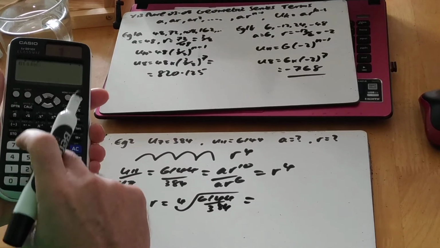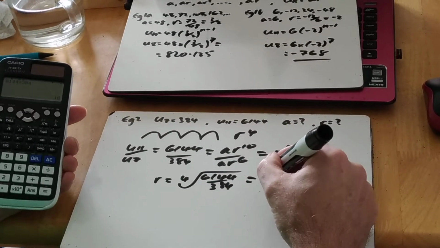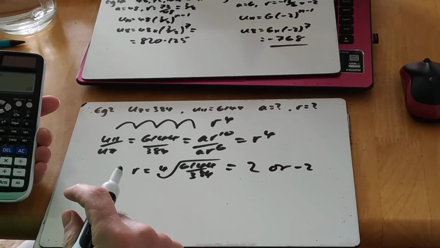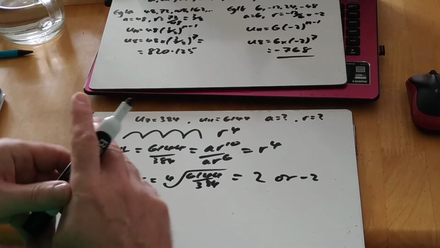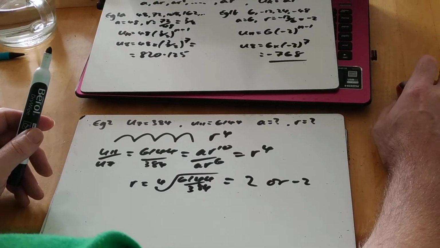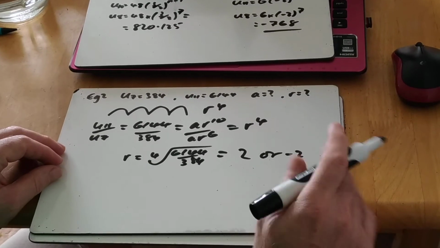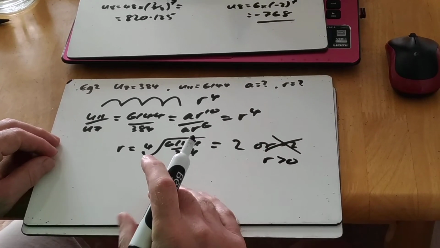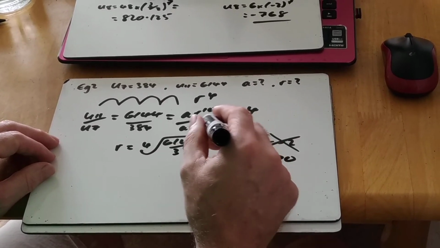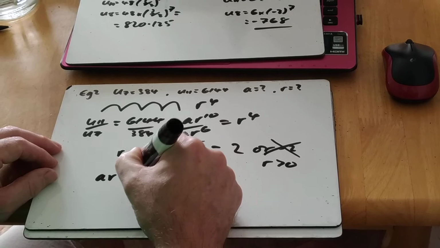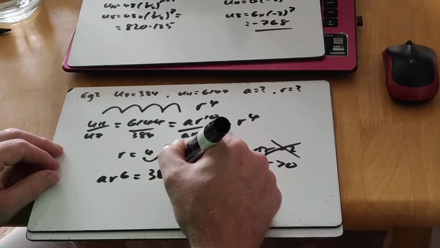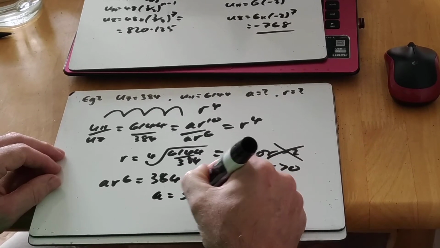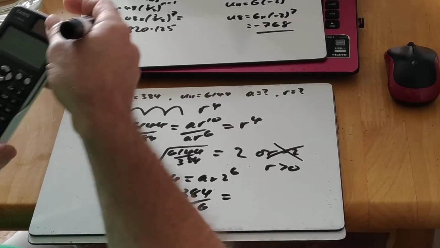So 6144 divided by 384 equals 16, and the 4th root of 16 is 2. It could be 2 or minus 2. I might have to check the question, and it says given that every term in the sequence is positive, so in this case I can eliminate that one, since we know that R has to be greater than 0 to get positive terms. So I know what R is, I can stick it into one of these, not 364, 384, so it's A times 2 to the power 6, so A is 384 over 2 to the 6, and that's whatever that is.